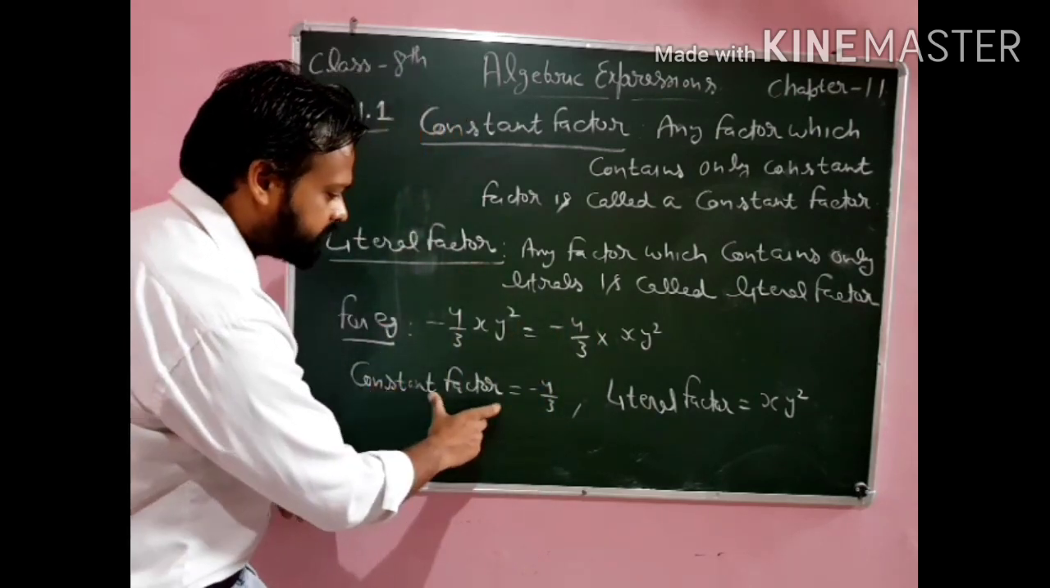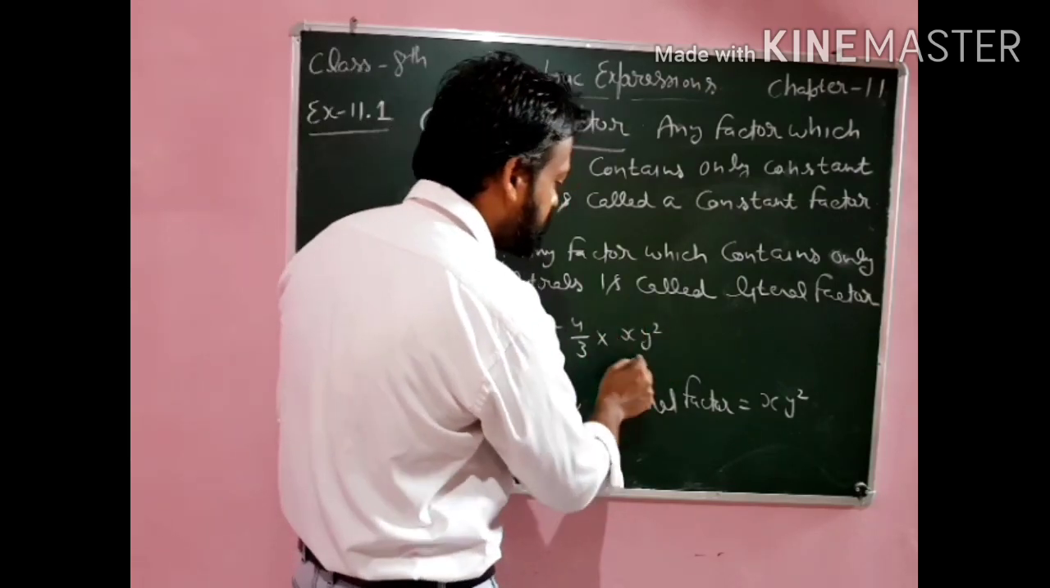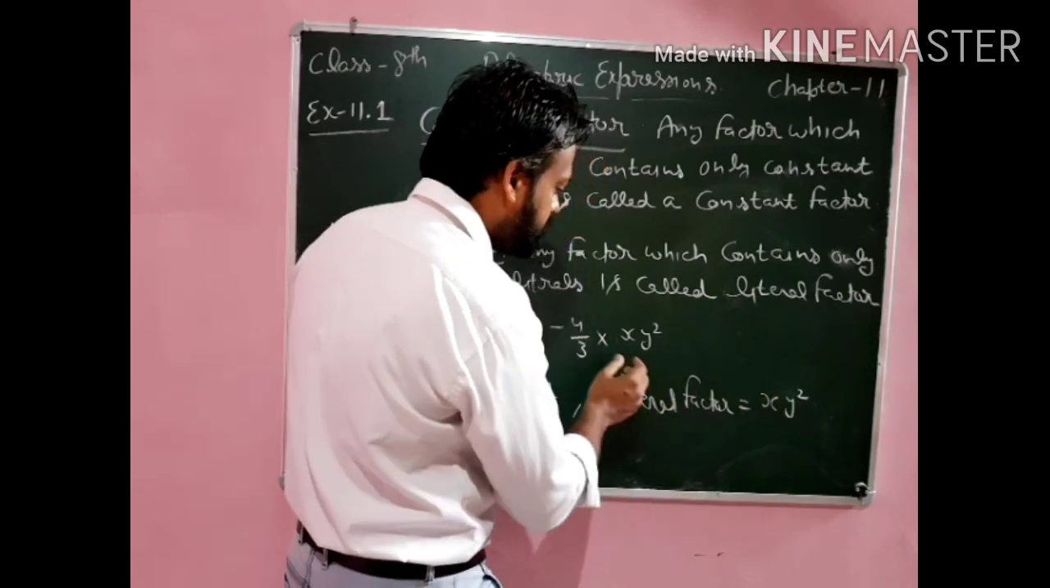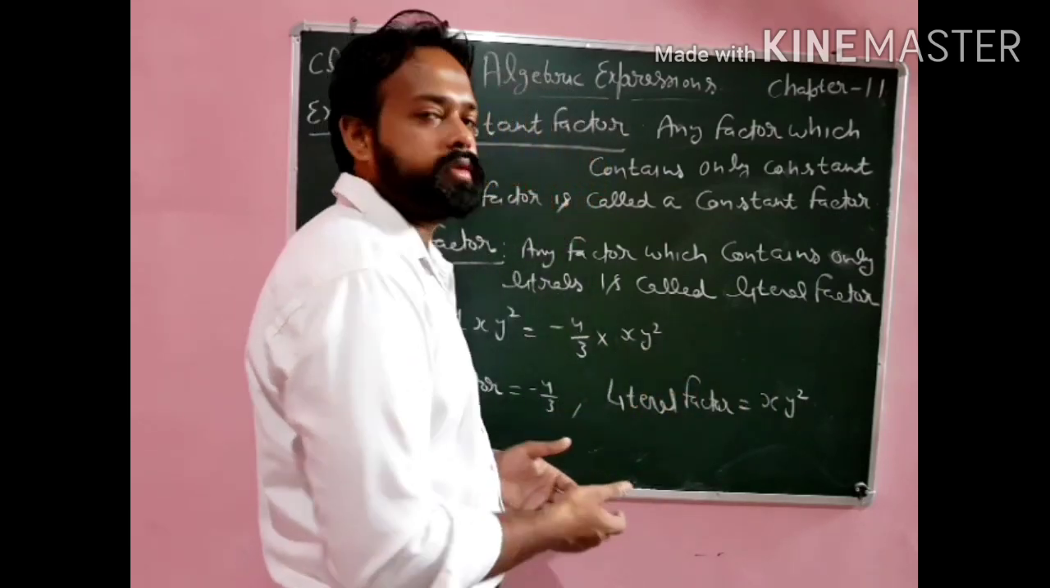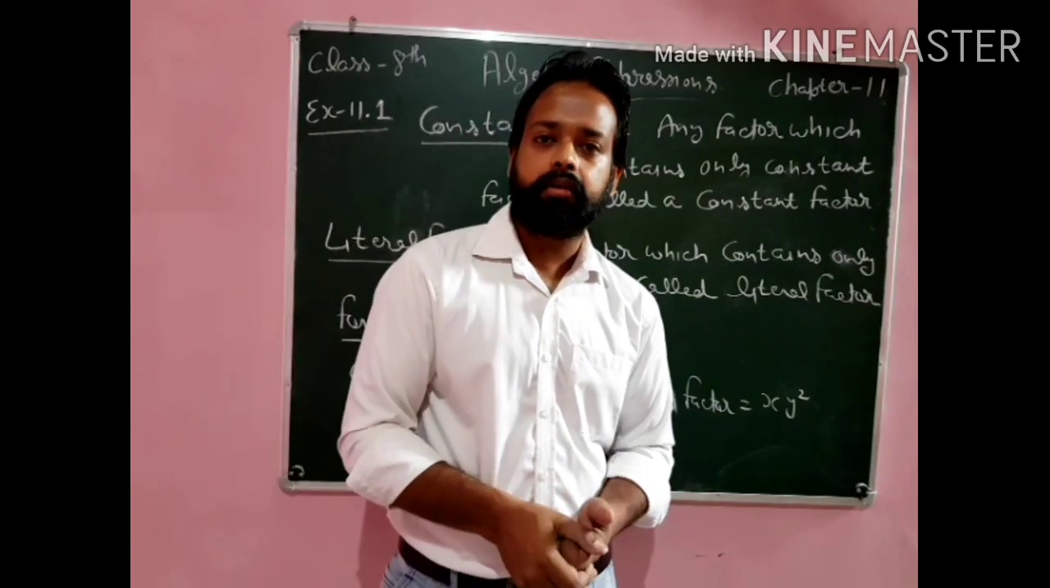So the constant factor is minus 4 by 3. And you can see these are the variable terms. So the literal factor is equal to xy square. This is the only way that we can find the variable factors and the constant factors.